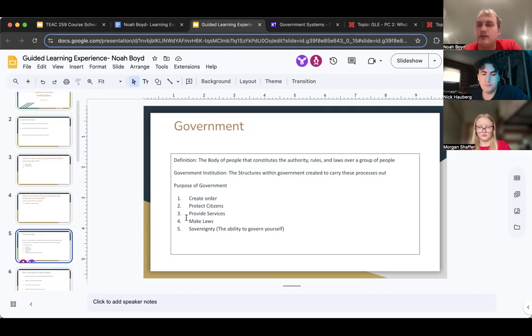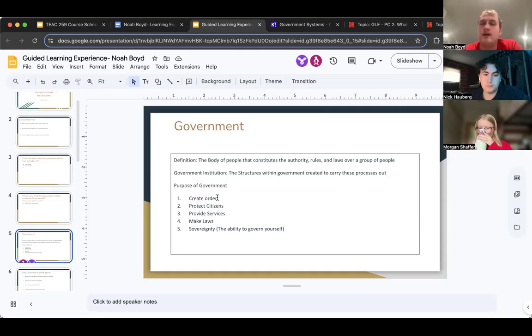And then just kind of furthering on the purpose of government, we've already touched on it with your guys' answers. It's going to be to create order. They need to create a civil society where people can work alongside themselves and function together. Second purpose is to protect citizens. So that can be from internal conflicts, like creating laws, like we're going to touch on later, or external conflicts from other warring nations or other governments or other people.